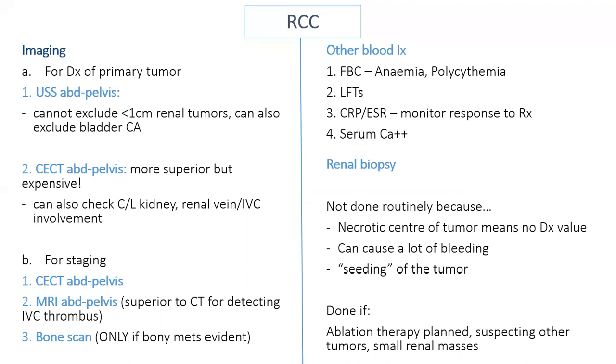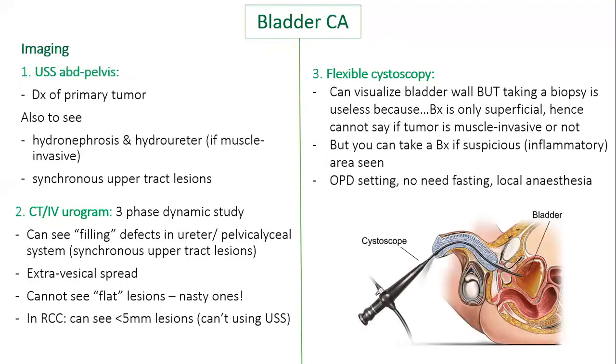And also if you suspect other tumors, there are these different things. I forgot the names now, but sir mentions these tumors in his lecture, right? So if you suspect those things, you can do a renal biopsy. And also small renal masses, which we'll come to later, if you suspect that, you can do a renal biopsy. So this is all for renal cell carcinoma, not much. So that's all for renal.